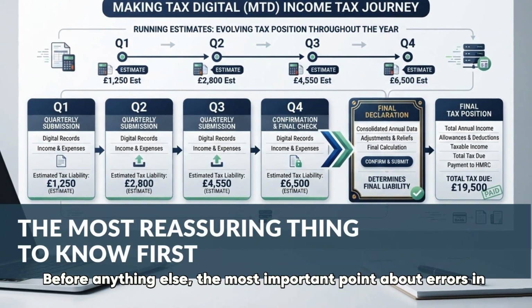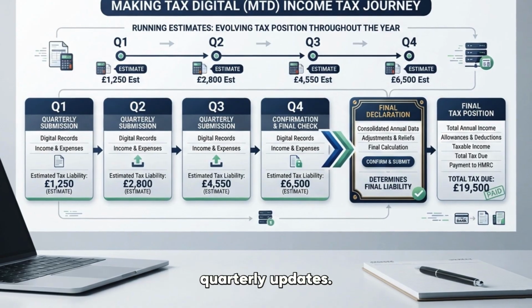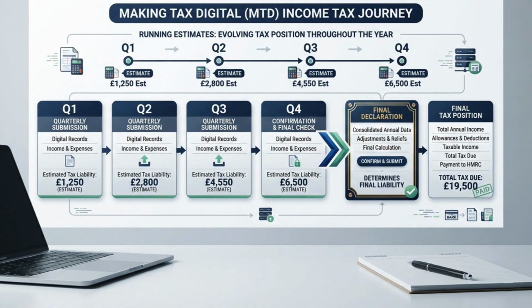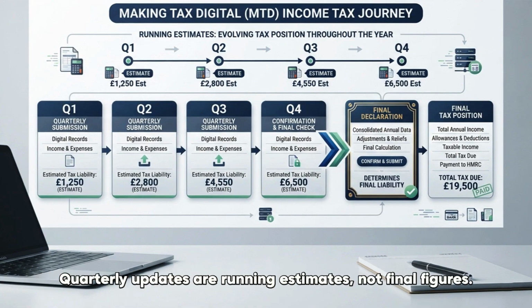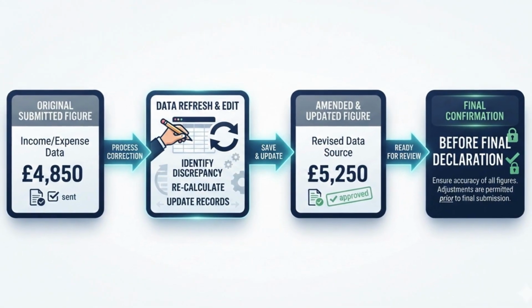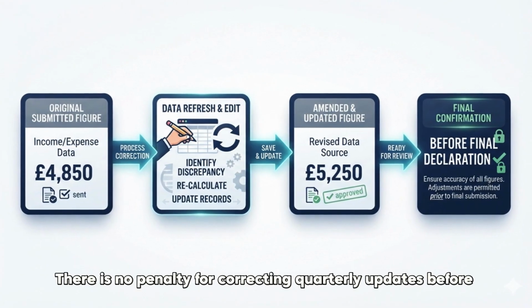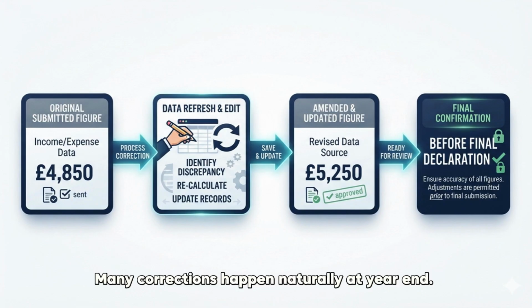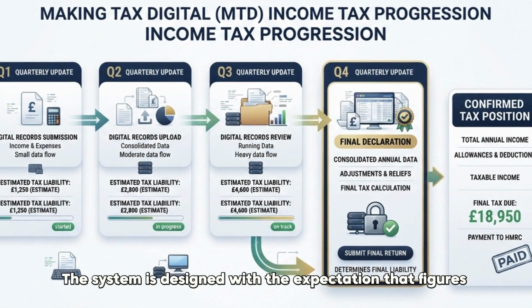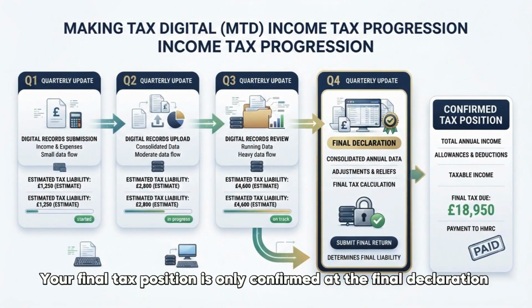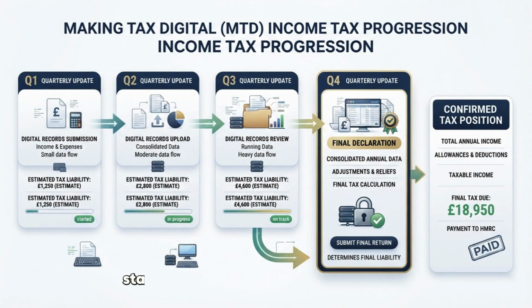Before anything else, the most important point about errors in quarterly updates. Mistakes in quarterly updates are not as serious as people fear. Quarterly updates are running estimates, not final figures. There is built-in flexibility to correct errors. There is no penalty for correcting quarterly updates before the final declaration. Many corrections happen naturally at year-end. The system is designed with the expectation that figures will be refined as the year progresses. Your final tax position is only confirmed at the final declaration stage, not at each quarterly submission.